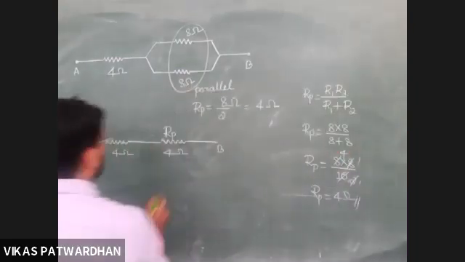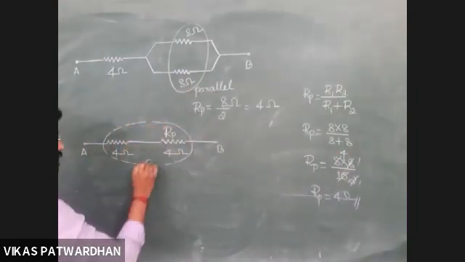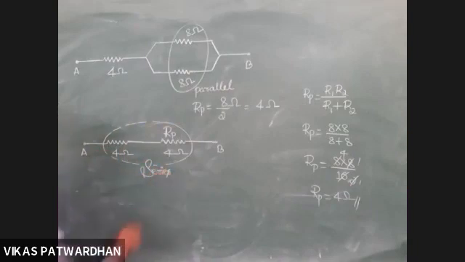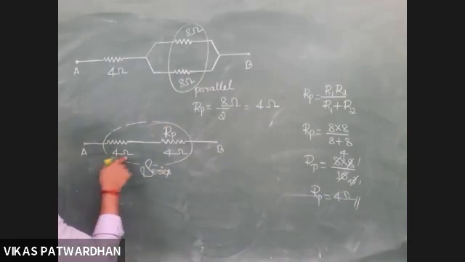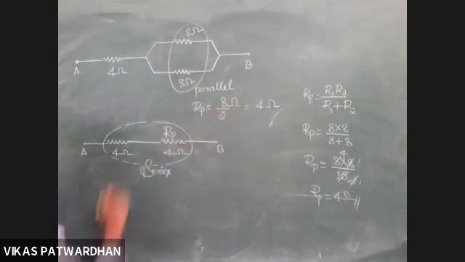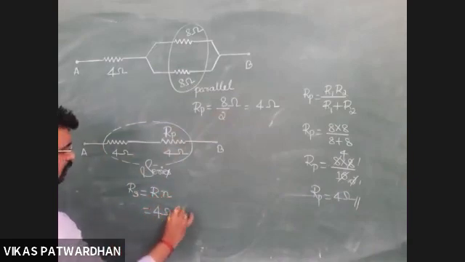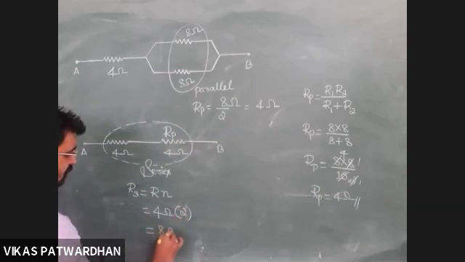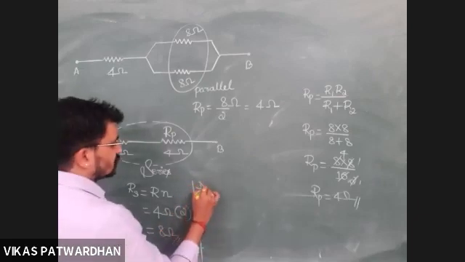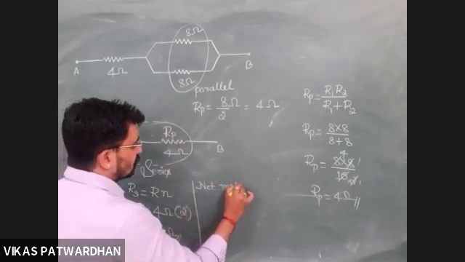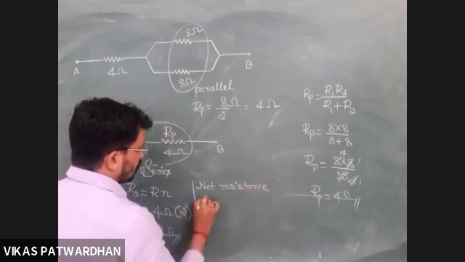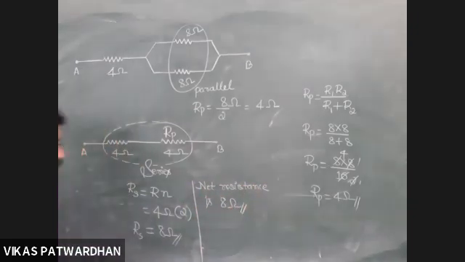Now, how are these connected? These are connected in series. Now, how will you find the resistance? Simple. This and this are in series. Again, I can use the shortcut formula: Rs is equal to R into N. What is R? 4 ohm. What is N? 2. What is its answer? 8 ohm. What is the net resistance? Net resistance is 8 ohm. So the answer is 8 ohm.